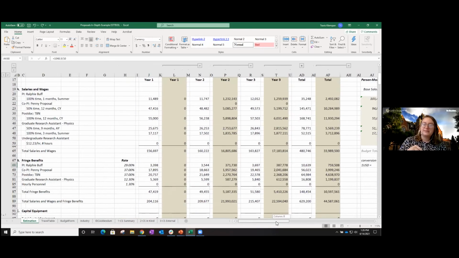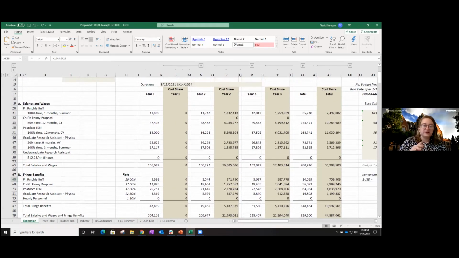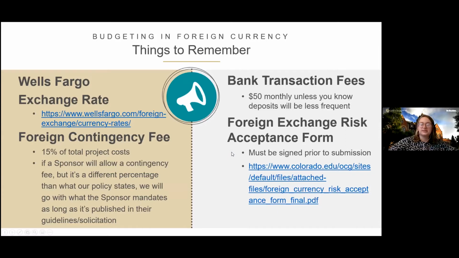So if we look back to the PowerPoint, we'll go over the other considerations that we need to keep in mind before I'll show you how to actually put this into the estimation tool. So the 2 line items that need to be included when you're working in foreign currency are a foreign currency contingency fee, which is a mouthful.